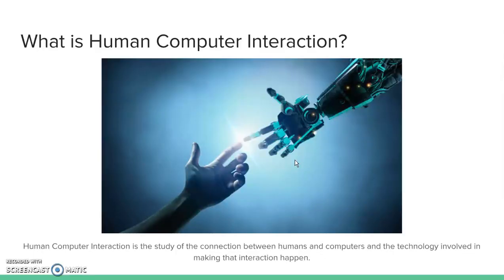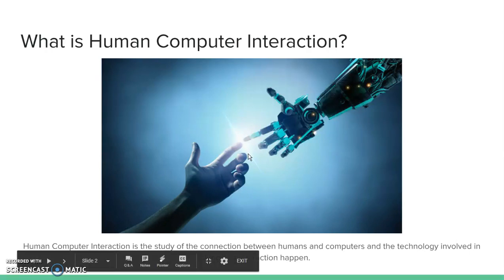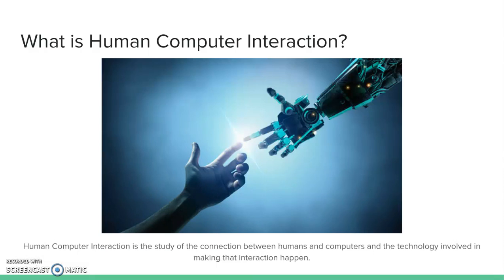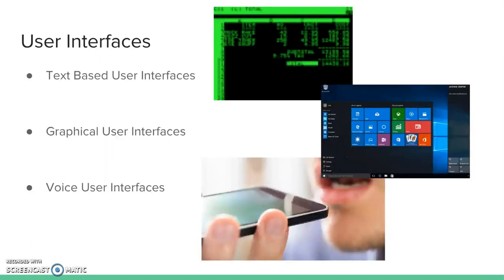Now, we have to start off by defining what human-computer interaction is in the first place. It's the study of the connection between humans and computers and the technology involved in making that interaction happen. Now, what is that supposed to mean? Well, we humans use computers in our everyday lives, right? Whether we have our phones or our laptops, different forms of technology, we have to input information in a way that the computer can understand it, and the computer has to output information in a way that we can understand it, right? And it does so through the use of interfaces.